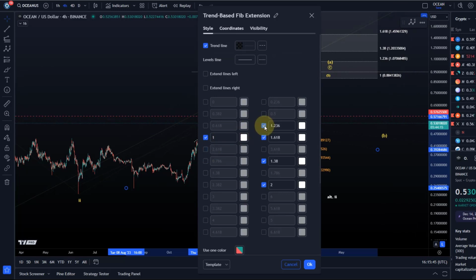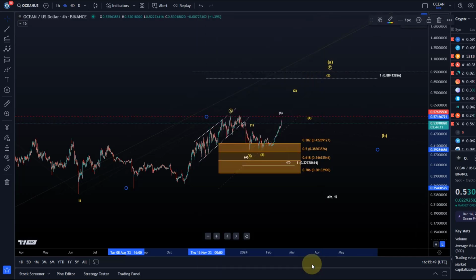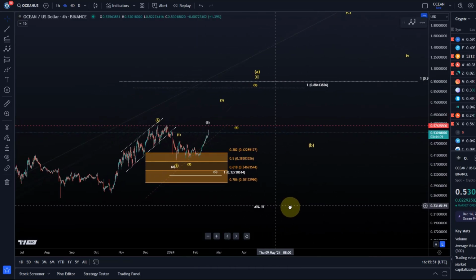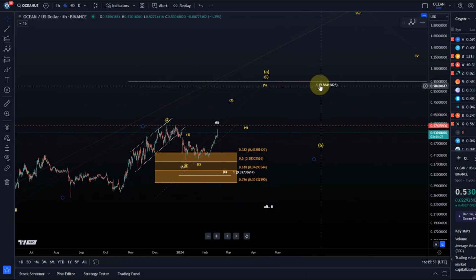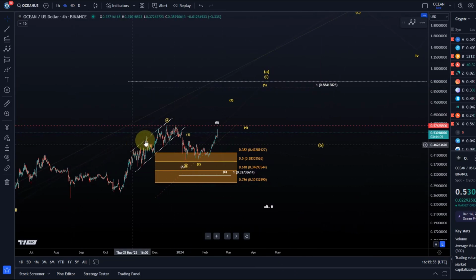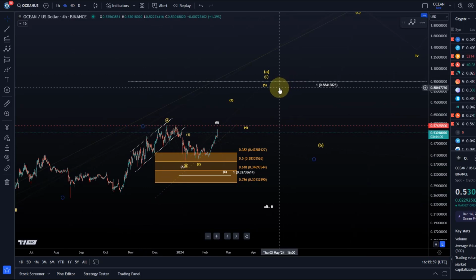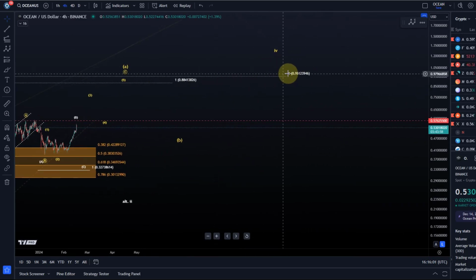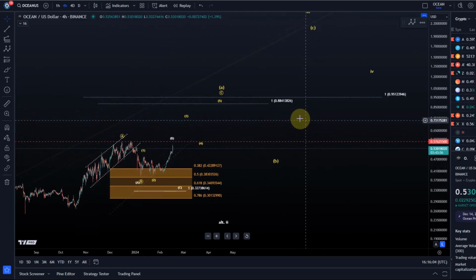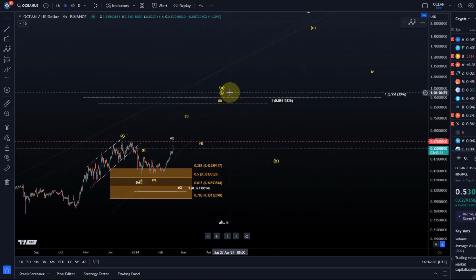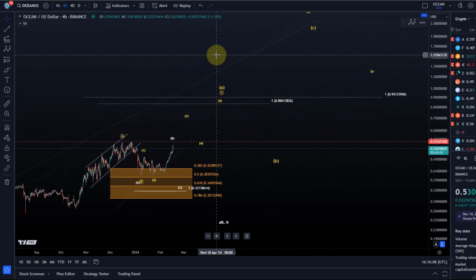I'm going to hide the ones that are not so relevant. Again, it can always go higher. A C wave can easily extend up to the 1.618 extension level. But that's measured here by taking the length of the A wave. Then we go to the low of the B wave and we get to 88.4 cents. There's also another Fib level that is relevant, 95 cents. So there seems to be some resistance between 88 and 95 cents.